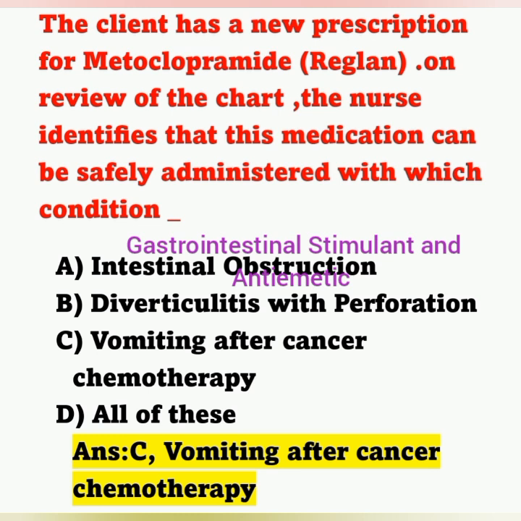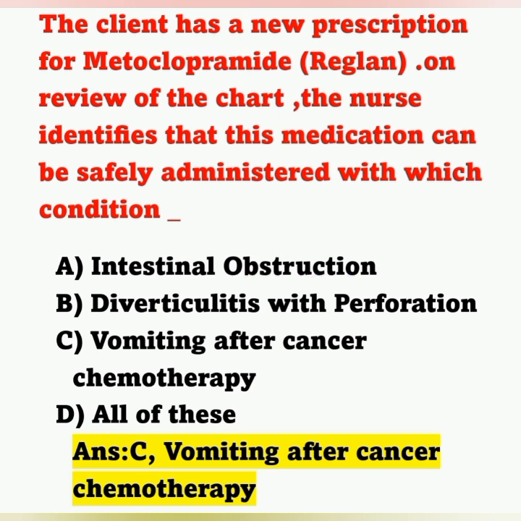This medicine is contraindicated with gastrointestinal obstruction, hemorrhage or perforation due to its gastrointestinal stimulant activity. So here the correct answer is option C, vomiting after chemotherapy, because it is contraindicated in gastrointestinal obstruction and perforation, and also in hemorrhage. So the correct answer is vomiting after cancer chemotherapy. It is also used for the treatment of vomiting after surgery, and also after radiation therapy.